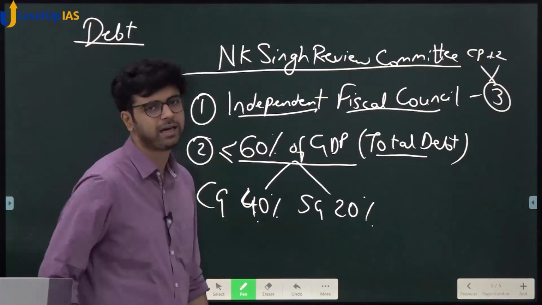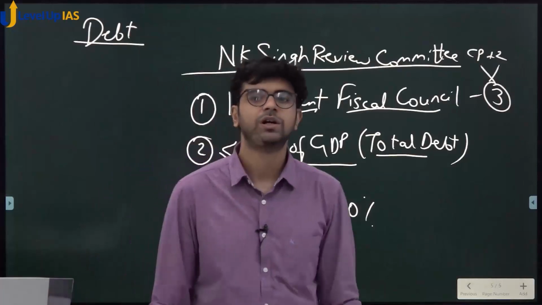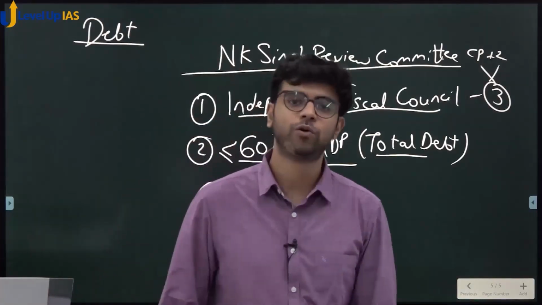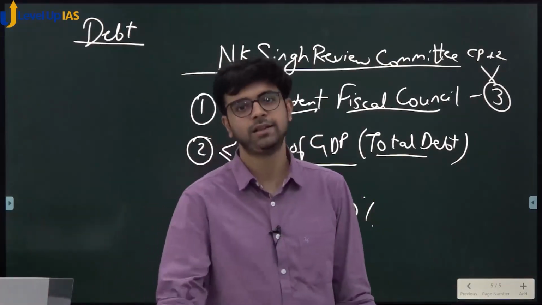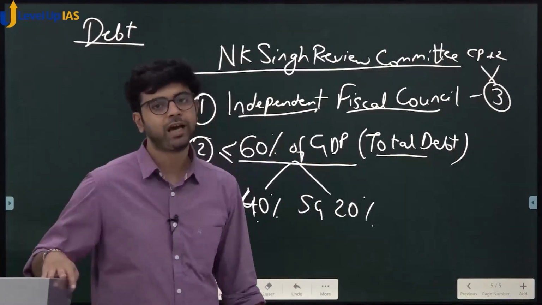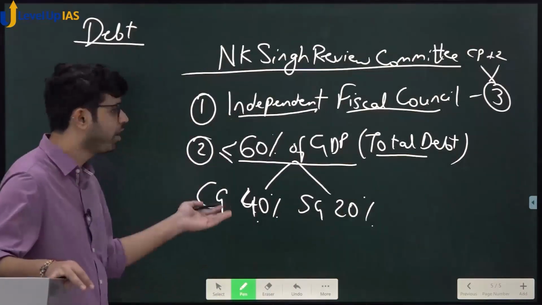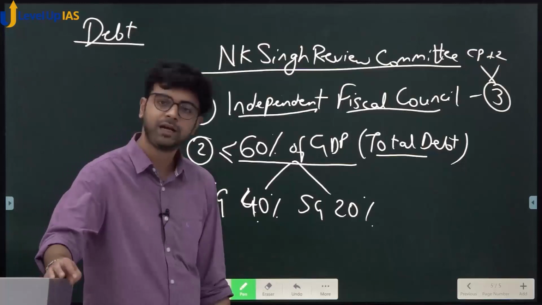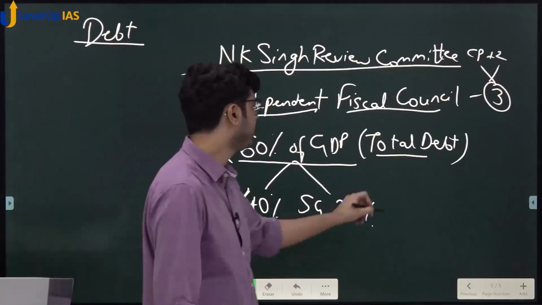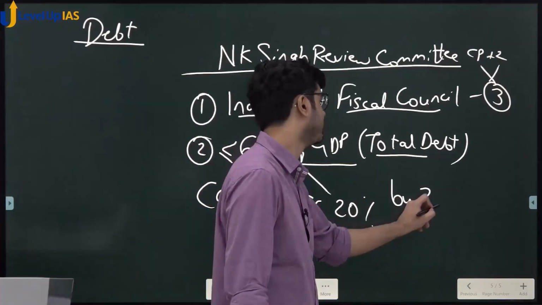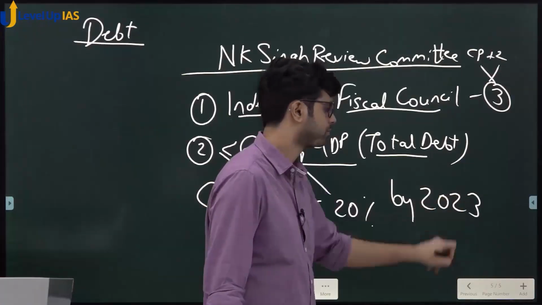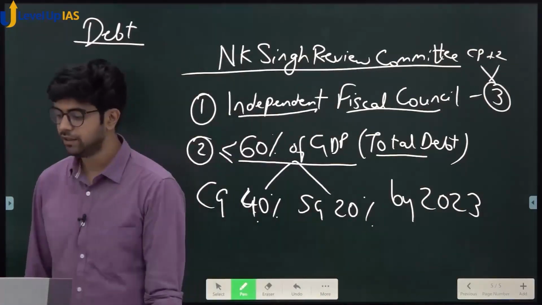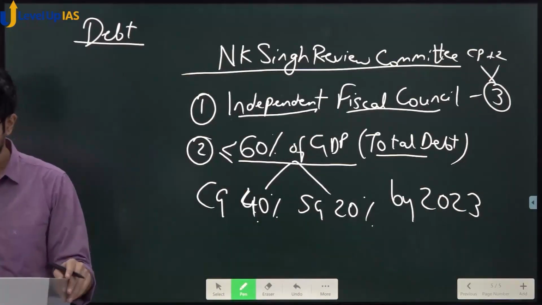See, this is very basic. I don't need to explain this to you. How do you reduce your loan, or how do you reduce your debt? By repaying the loan. Obviously, when you took a loan, it was added to your debt. Now when you are repaying the loan, it will be reduced from your debt. So this target was given to be achieved by 2023.